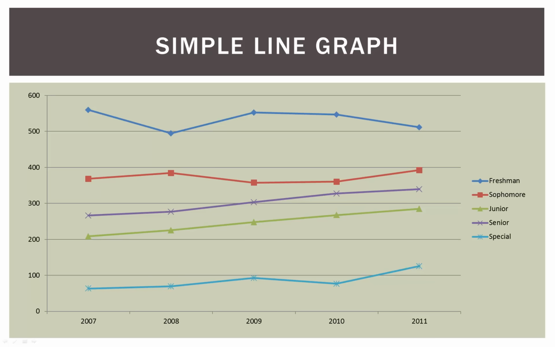So here's our simple line graph. And we have our 5 class levels over on the right-hand side, denoted by each line. Now, as you can see, if you start at the bottom, the special category seems to go up over time. The junior, which is the green line, goes up. The senior line, which is the purple, goes up over time. But then we have sophomore, which kind of goes up and down. And then the same thing for the freshman. It starts up, goes down, and comes up again, and then kind of goes down again.